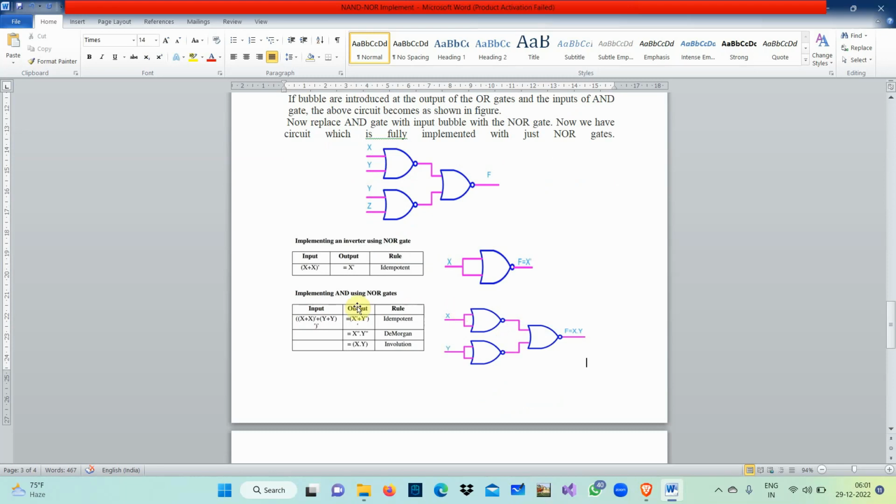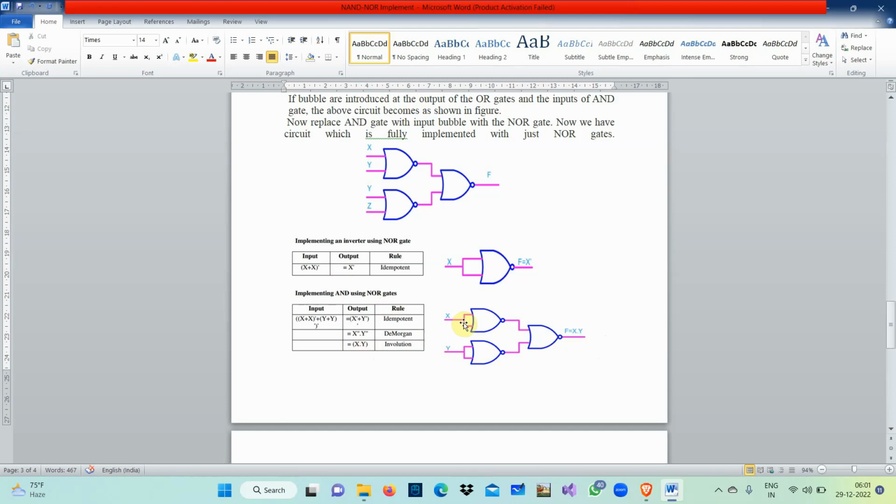Similarly, how do we implement AND using a NOR gate? That means you use some NOR gates, and finally the output should come as an AND. Okay. Here what is the input I am providing? The inputs I am providing are x and y. What is the output? Finally it is coming x into y. That means it is an AND gate. That means I implemented the AND gate using a NOR gate.